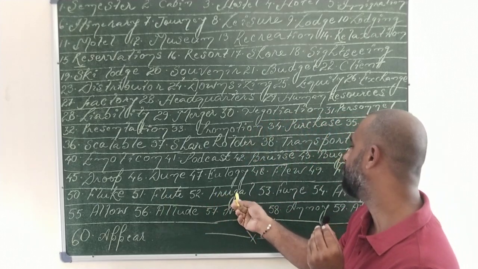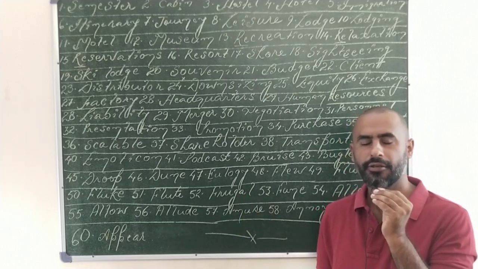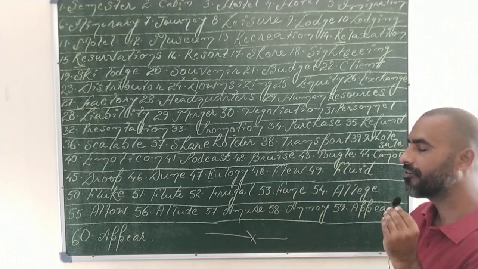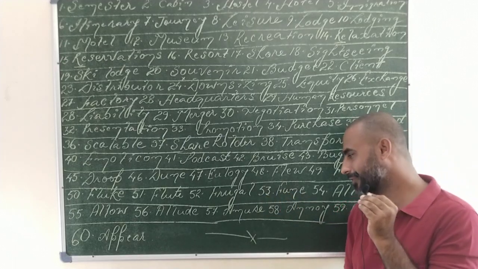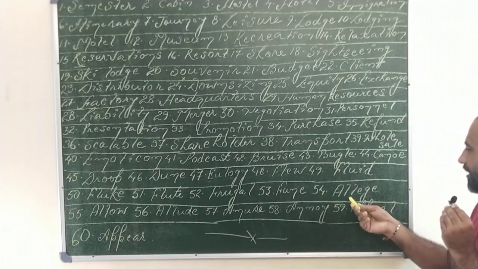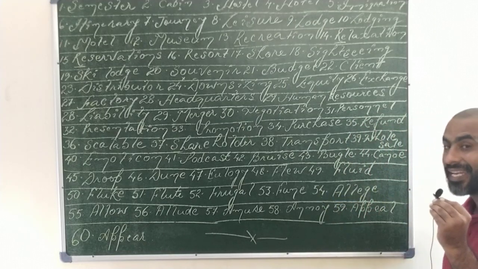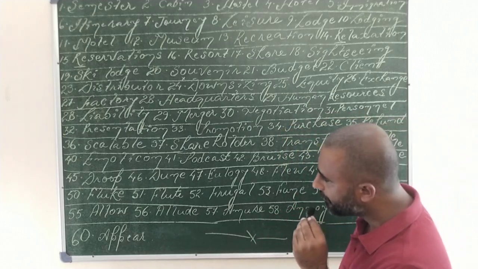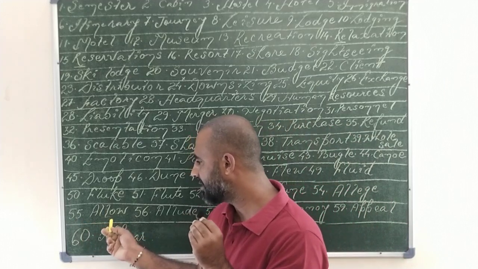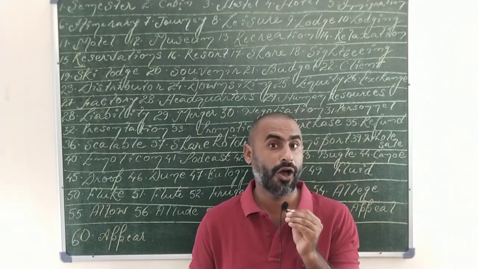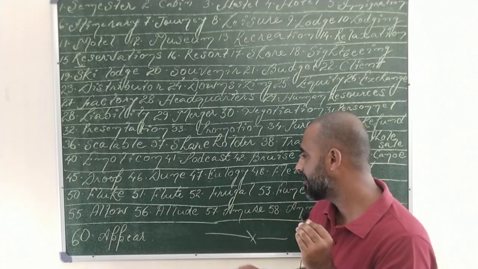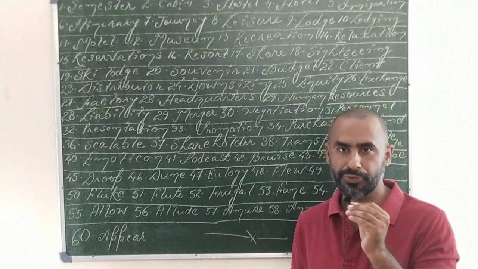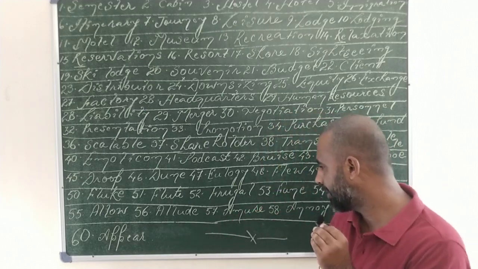Okay, F-R-U-G-A-L. Frugal. Frugal. Correct. Number 53, F-U-N-E. Fune. Fune. Okay. Number 54, A-L-L-E-G-E. Algae. Say with me. Algae. Okay, so we have completed 54. Let me go with the next one. 55, A-L-L-O-W. It's not allow, allow. Allow, right. Number 56, A-L-L-U-D-E. So it's allude. Allude, right.